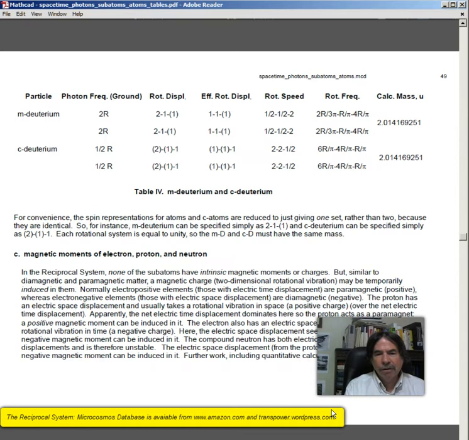The compound neutron has both electric space and electric time displacements and is therefore unstable. The electric space displacement from the proton rotation dominates, so a negative magnetic moment can be induced in it. Further work, including quantitative calculation, needs to be done here.